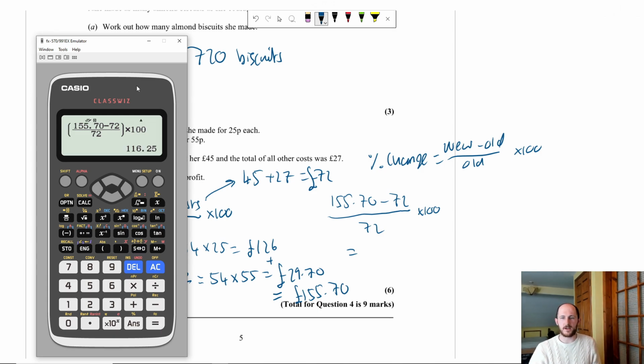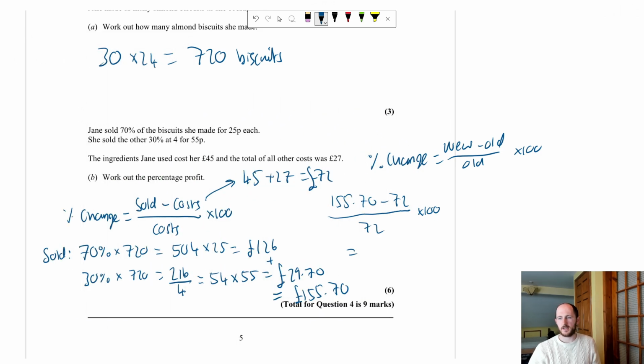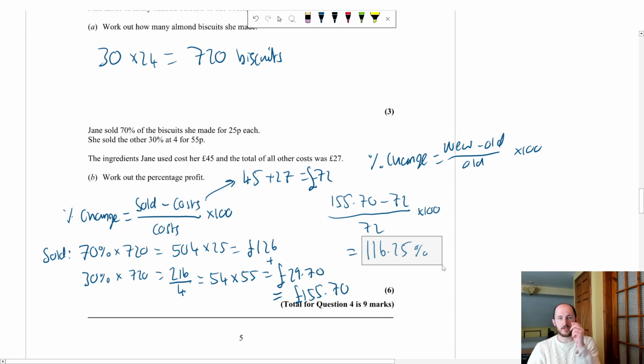And we get a profit of 116.25%, which, don't forget, and this is another thing they like to do, especially on GCSE maths papers in general, is they like to sometimes give percentages that are bigger than 100, because some students have this idea that percentages can't be bigger than 100. They can be, okay? What this means is she, like I said, over doubled her money. Doubling your money is a 100% profit. Anything more than that is more than doubling your money. So hopefully that makes a bit more sense.